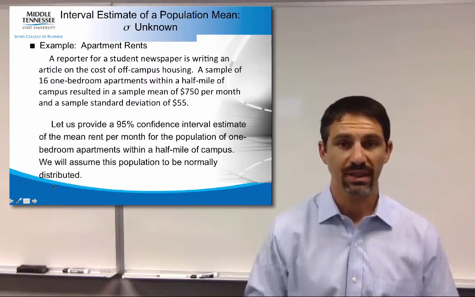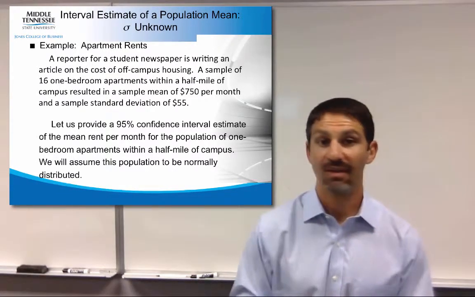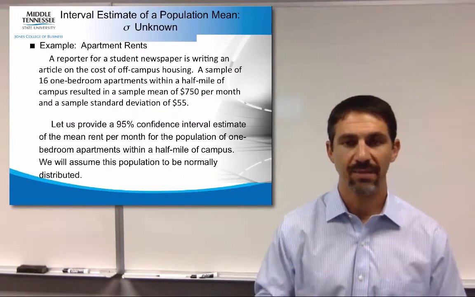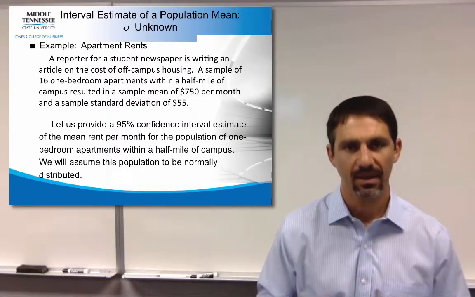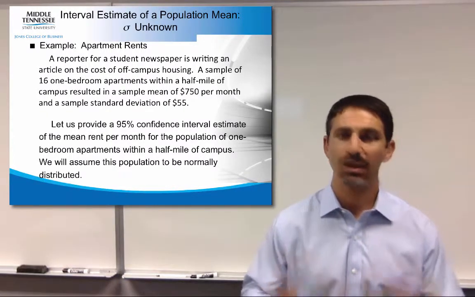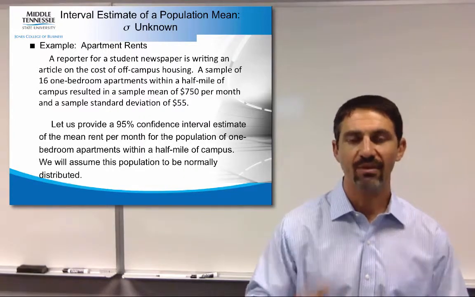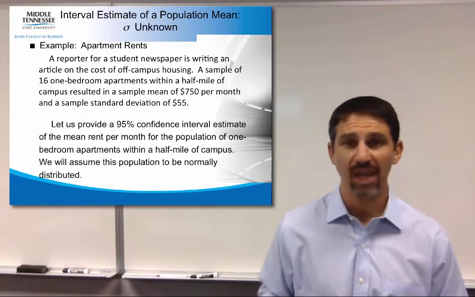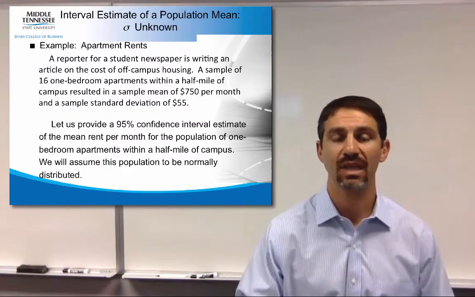Okay, so of course the easiest way to do this is to look at an example. Here you have a sample of 16 one-bedroom apartments. The sample mean is $750 per month for rent with a sample standard deviation of 55. Now, if you were to go look for a bedroom, you know the average is $750. Well, the likelihood of you paying exactly $750 is very low. It's going to range. What's the best case scenario? What's the worst case scenario?